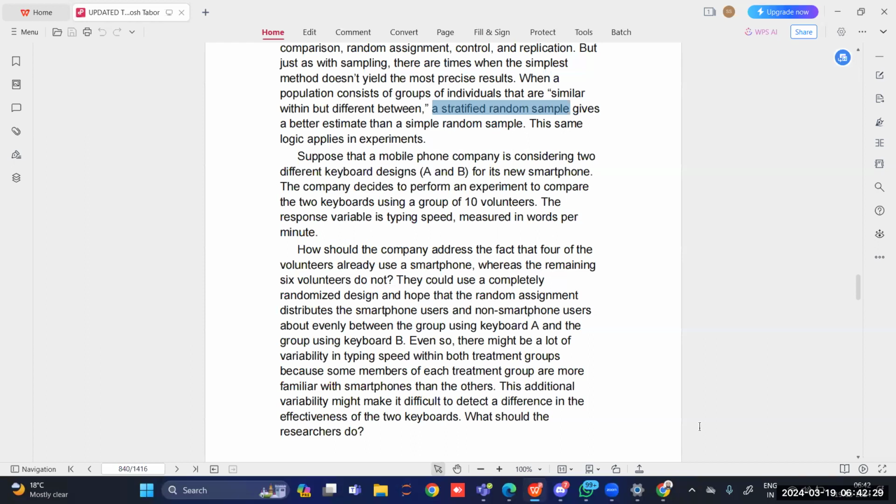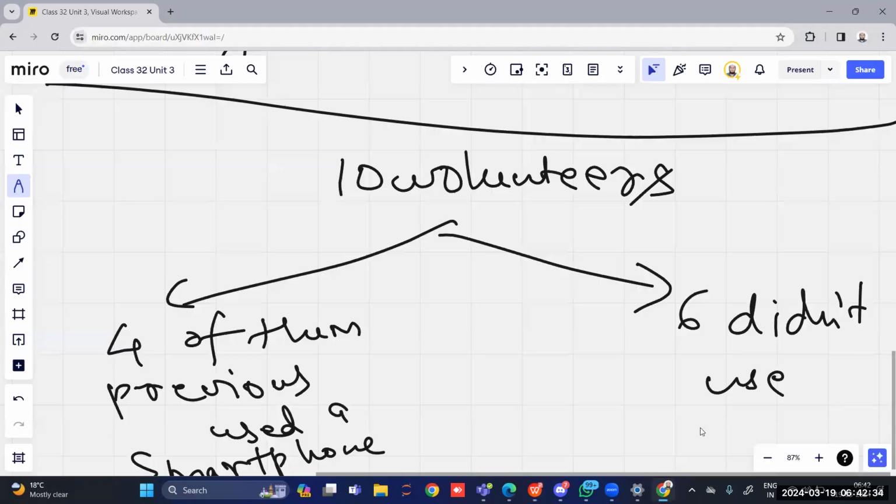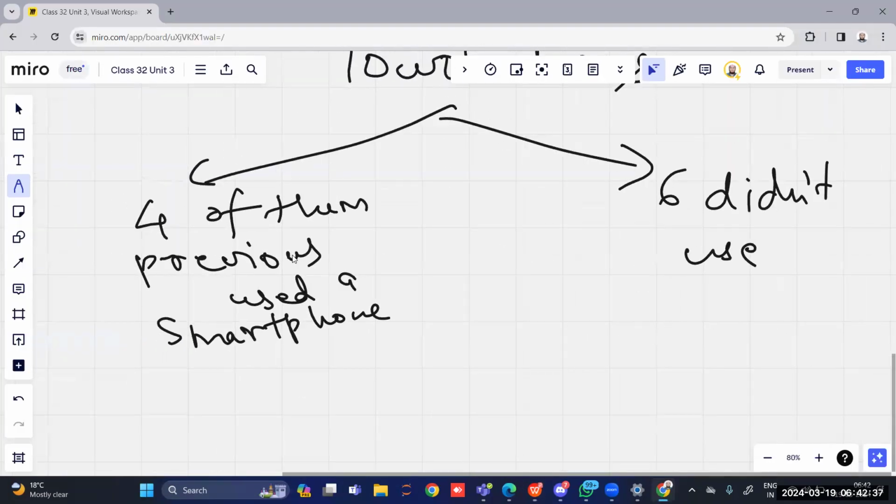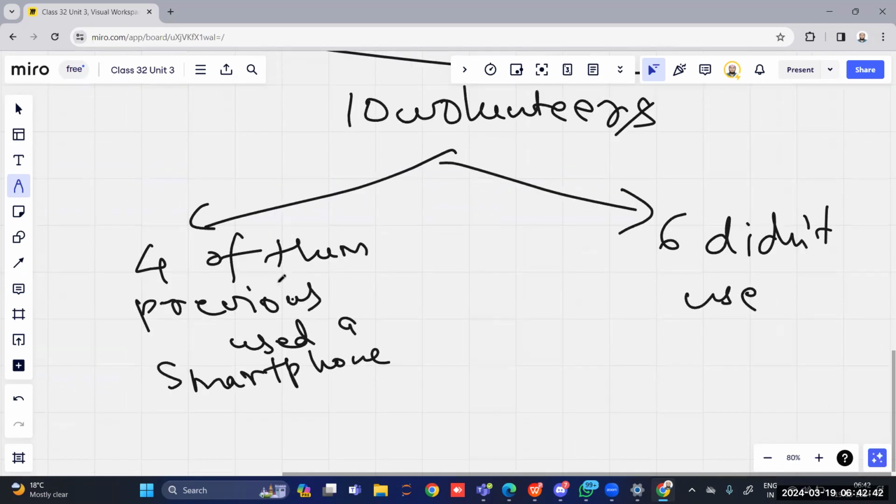They could use a completely randomized design and hope that the random experiment works. See, you must have experience when you were a kid, when you first used a computer or a laptop, and the keyboard that you used in it, you were using it very slowly because previously you had not worked with it. Yes or no? But when you are used to it and a new laptop comes to you, you will use it with the same speed as your previous laptop, because you have great practice of using it.